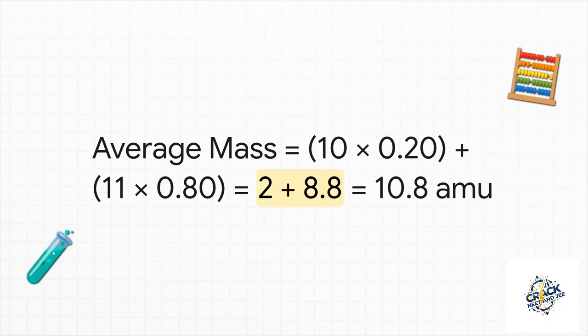Notice how that number is much closer to 11 than to 10? That makes perfect sense, because boron-11 is so much more common. That's the power of a weighted average.